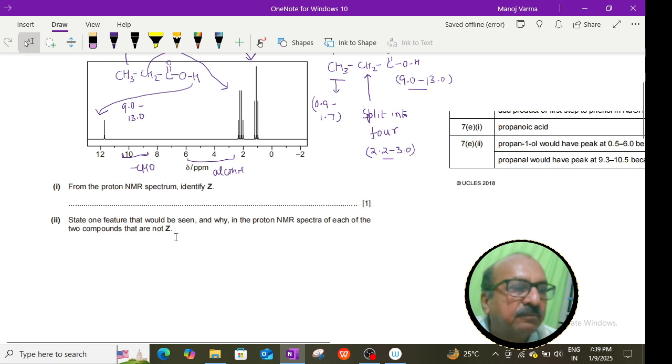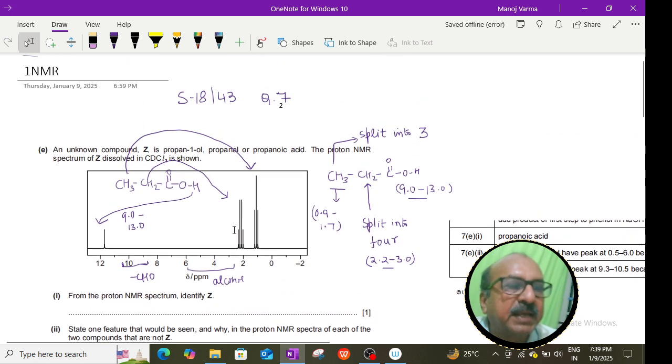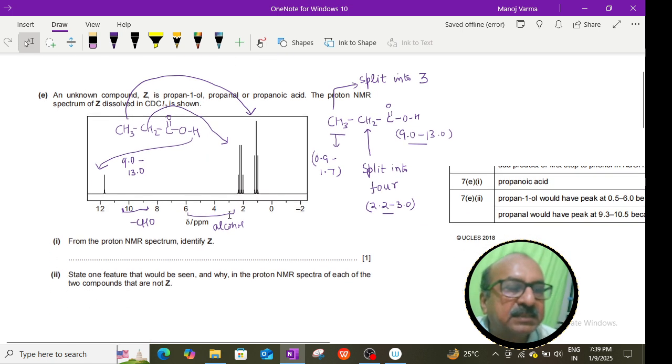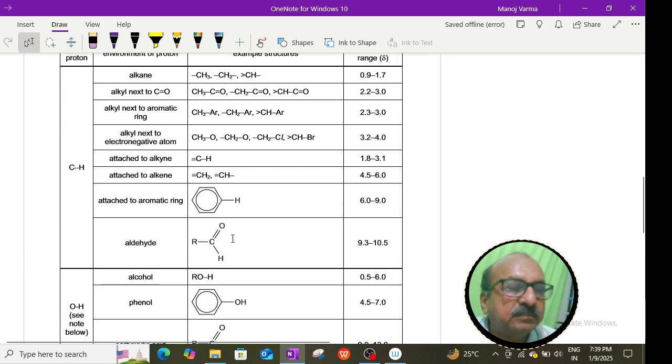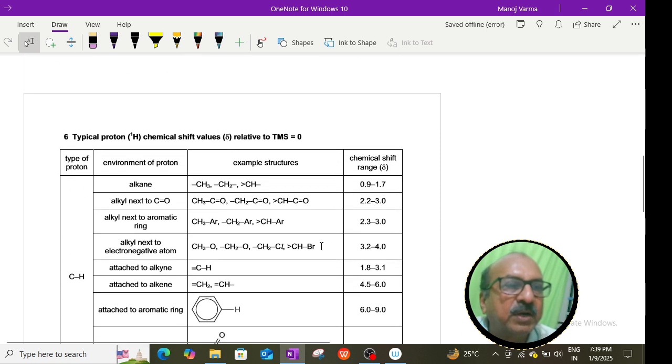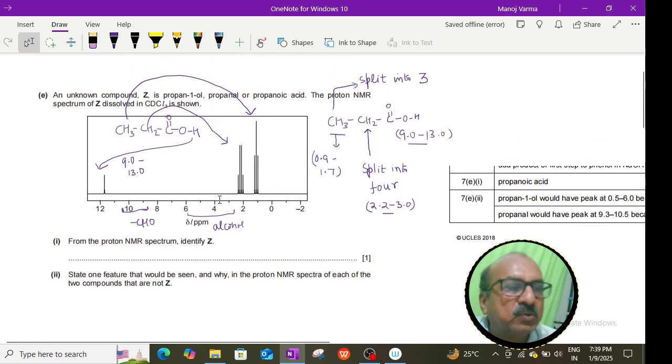Now, one feature that would be seen if the proton NMR spectrum were not due to propanoic acid, that means if it were due to propan-1-ol, is that we would have got a signal for the alcohol group, somewhere around the 4 to 6 region. As you can see here for the alcohol, it could be anywhere between 0.5 to 6. We are not having that. That means alcohol is ruled out.